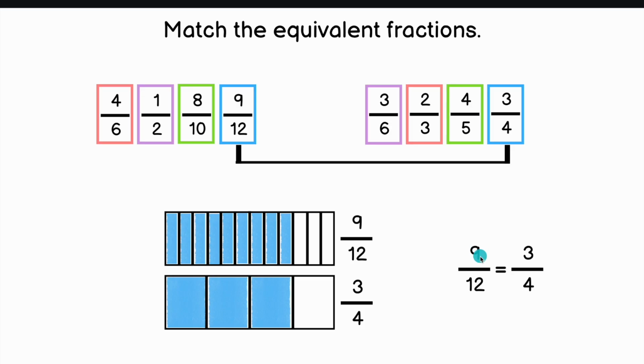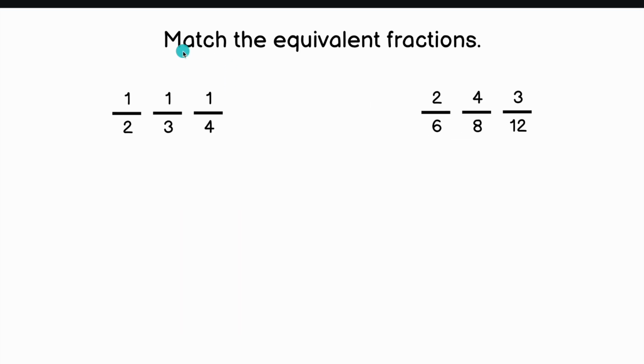We know we can't multiply 9 by a number to give us 3, but we can do 9 divided by 3 equals 3, just like 12 divided by 3 equals 4. 9/12 and 3/4 are equivalent fractions. Now it's your turn to match the equivalent fractions.